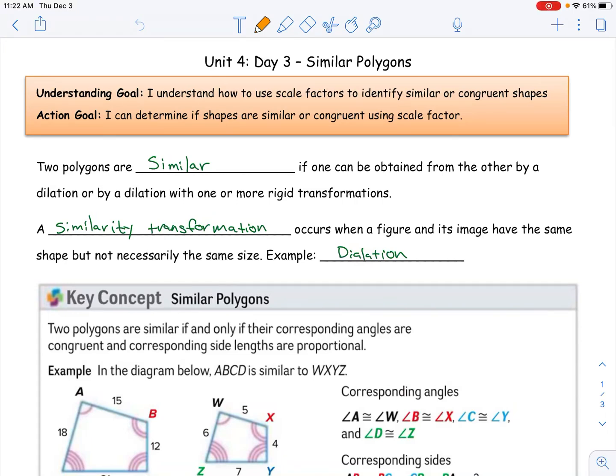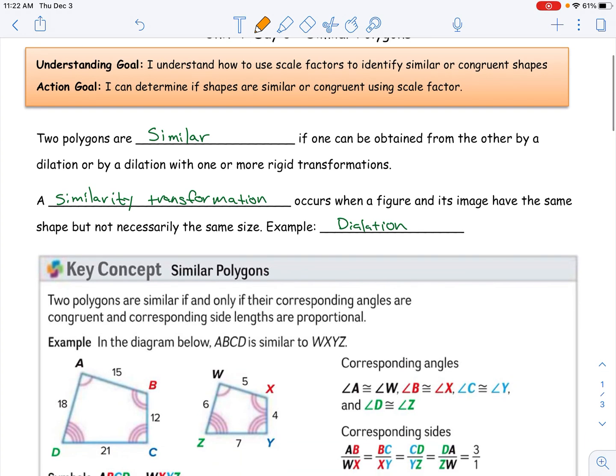Okay, quick little video here on similar polygons. Two polygons are similar if one could be obtained from the other by a dilation or a dilation with one or more rigid transformations. That's a big sentence. In general, if they're the same shape, they're similar. They don't have to be the same size, but if they're the same shape, they are similar.